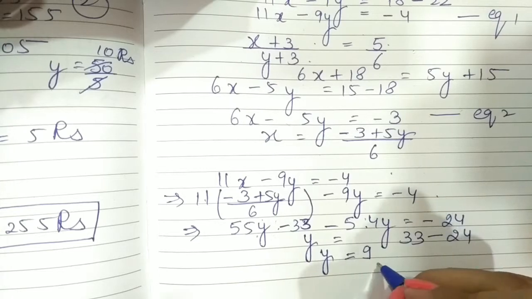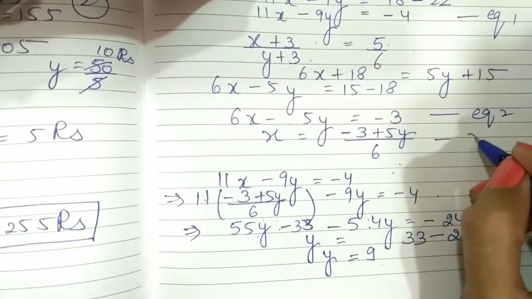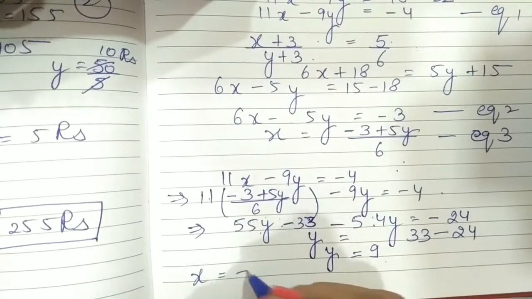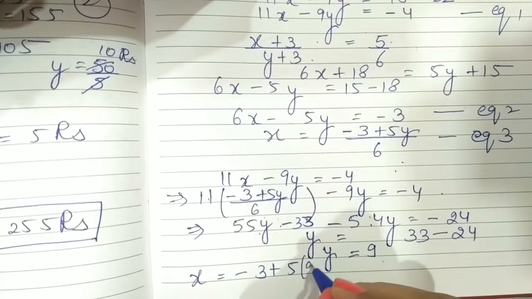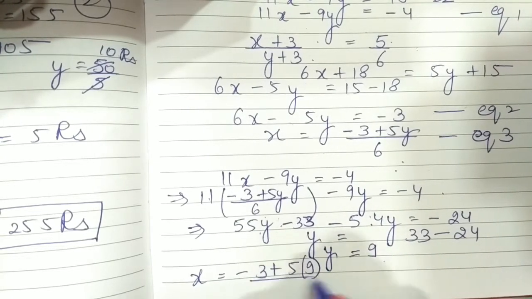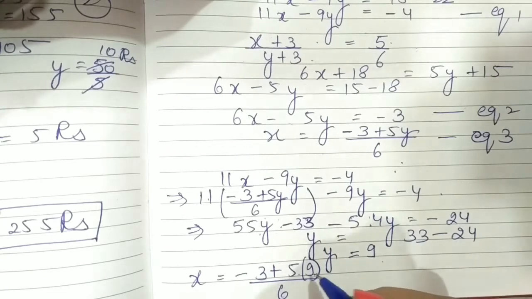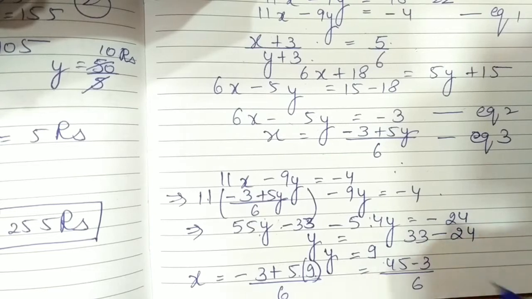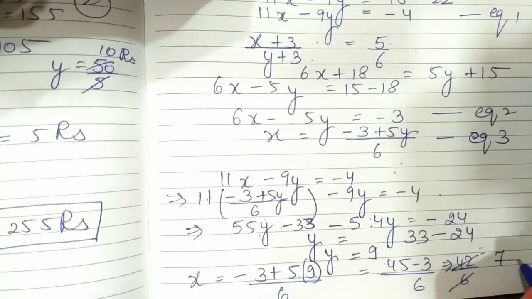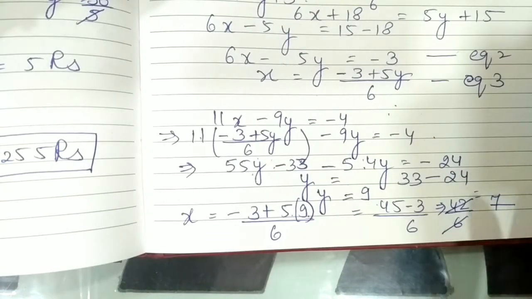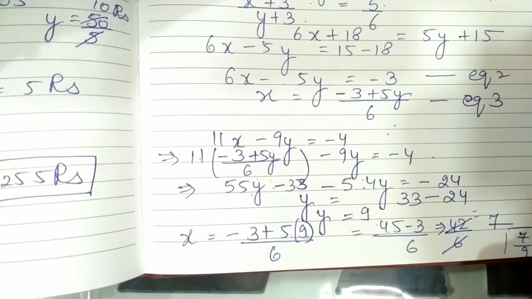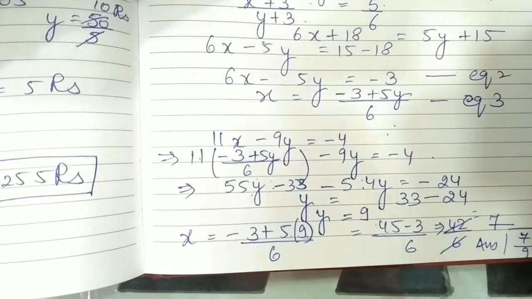Now put this value of y in this equation, let's say 3. X was (minus 3 plus 5y), value of y is 9, upon 6. 5 9s are 45, 45 minus 3 upon 6. 45 minus 3 will be 42. 42 upon 6 is 7. And our fraction will be 7 by 9. That is our answer.